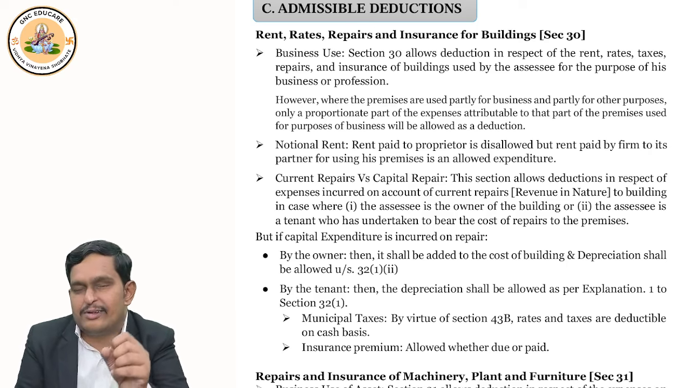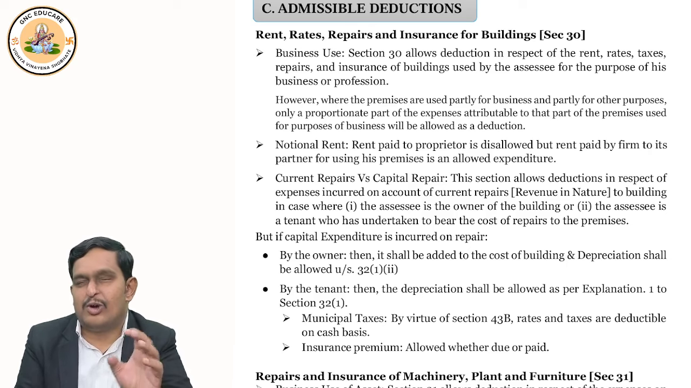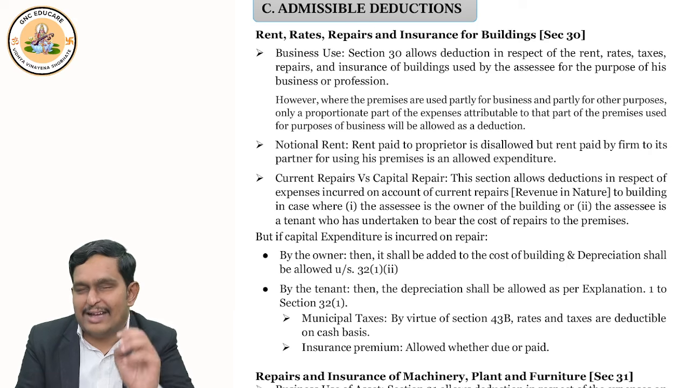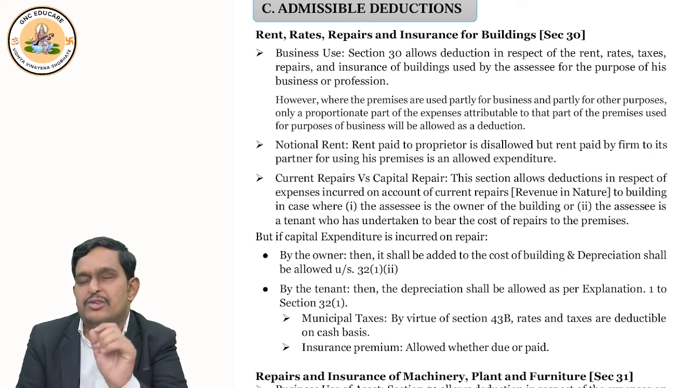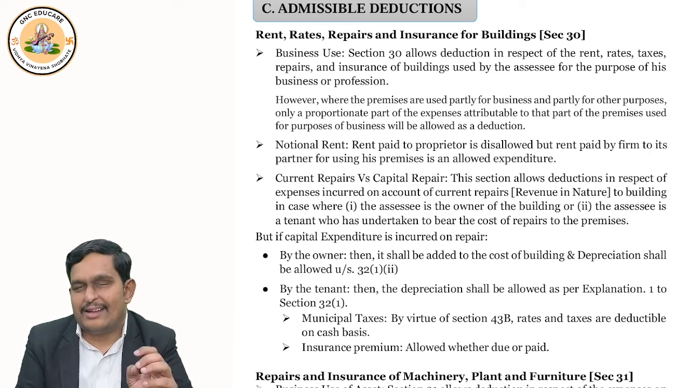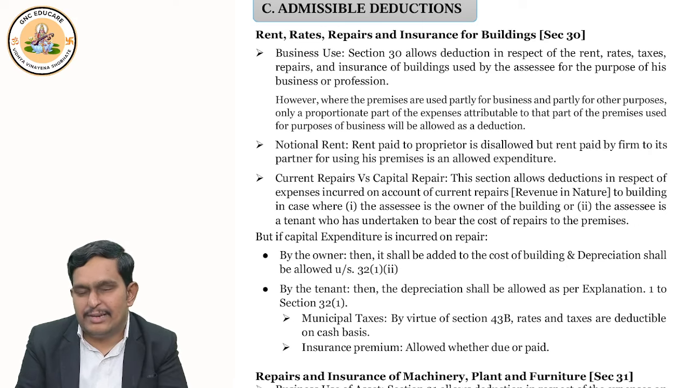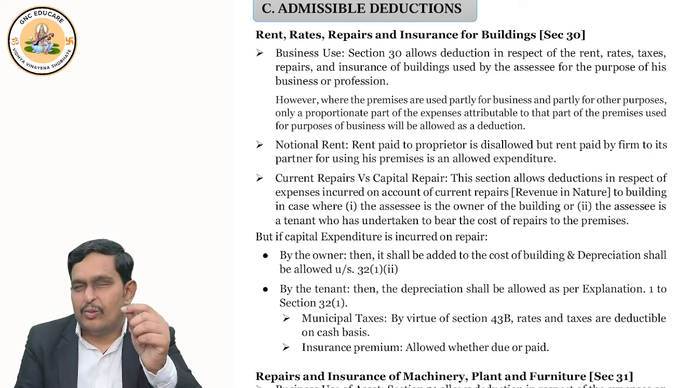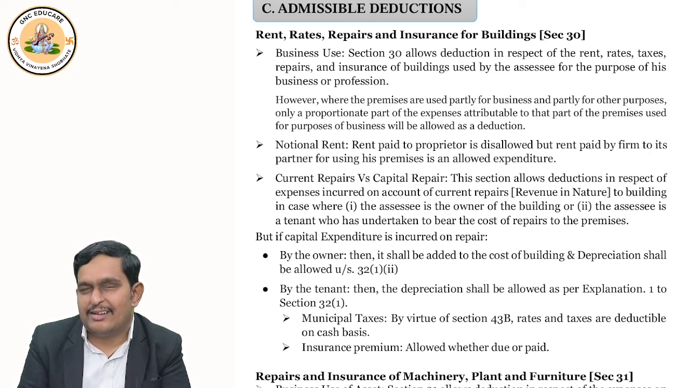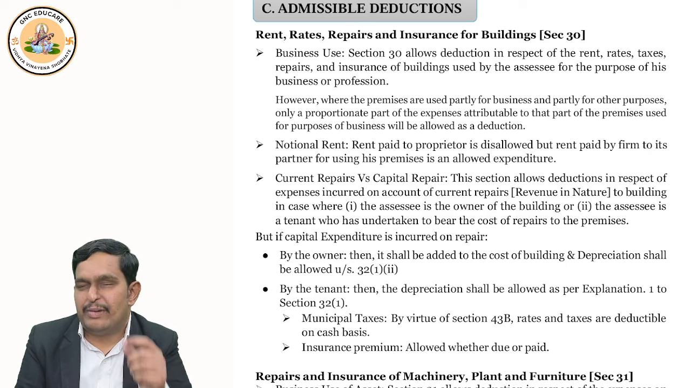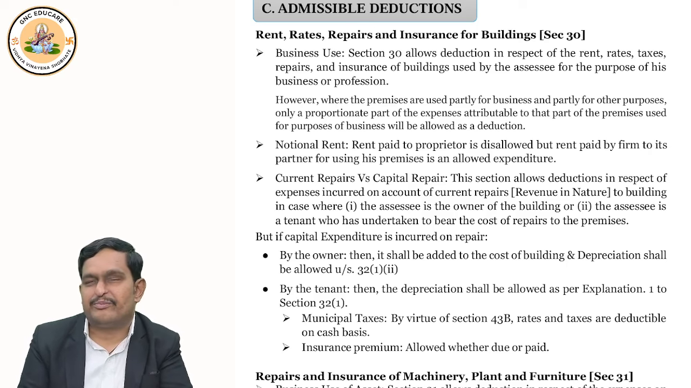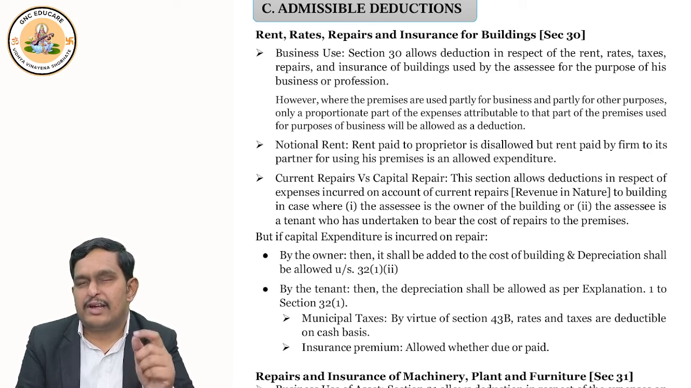Insurance related expenditure due, still you can claim deduction. Whether it is due or paid, you can claim deduction. But taxes, only on payment basis you can get deduction. Taxes, if it is due, no deduction. Section 43B restricts. So what did you understand? Rent, paid or due, claim deduction. Taxes, only paid, then claim deduction. Repairs, insurance, paid or due, still you can claim deduction. This difference you should be able to remember.